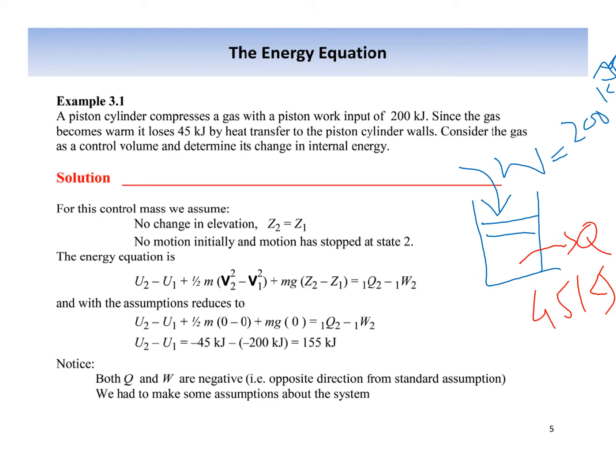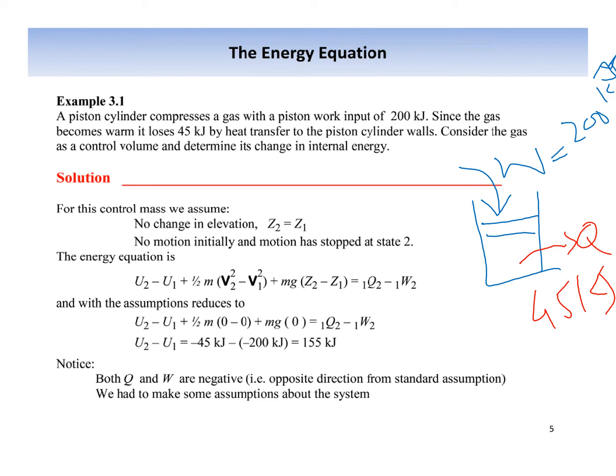So here we have some work being done on the system and energy being lost from the system, and if we quantify it, there's 200 kilojoules of work being done on the system and exactly 45 kilojoules of energy being lost during this process in the form of heat from the cylinder walls.